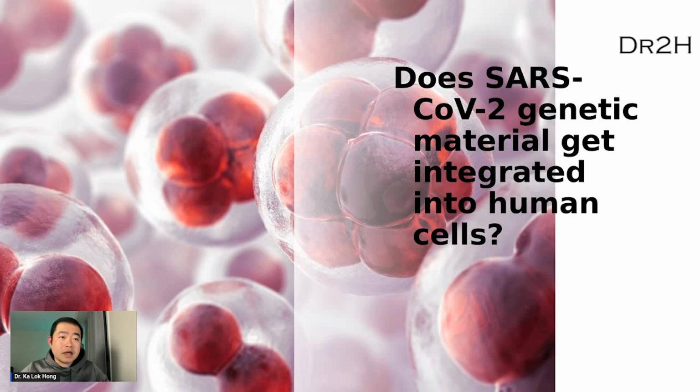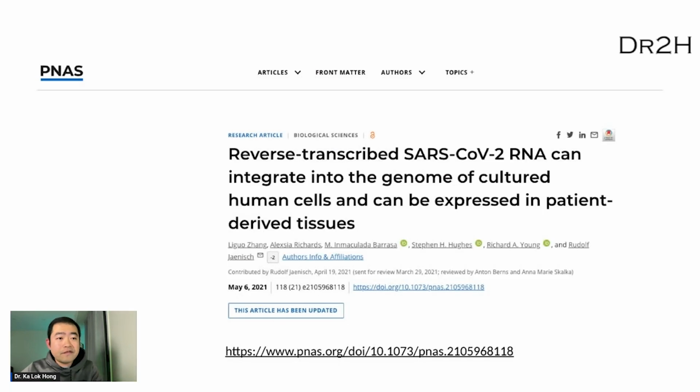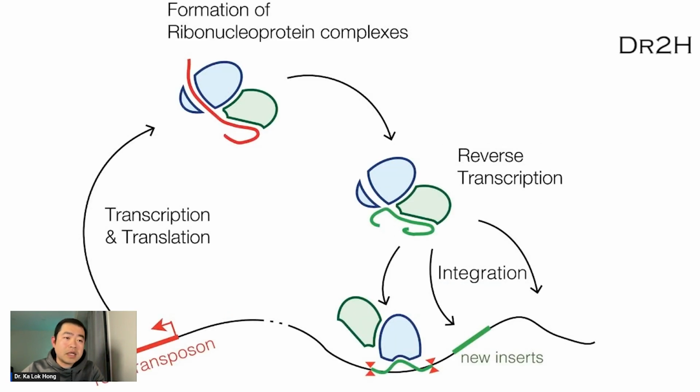All right, so now the second question here, or second scenario, is: does SARS-CoV-2 genetic material get integrated into the human cell? Now, this is a very controversial topic, and the first related paper was published in a journal called PNAS back in May 2021. Now, this study used cell cultures and showed that on rare occasions, an enzyme in human cells may copy the viral sequences into the DNA and slip them into our chromosome.